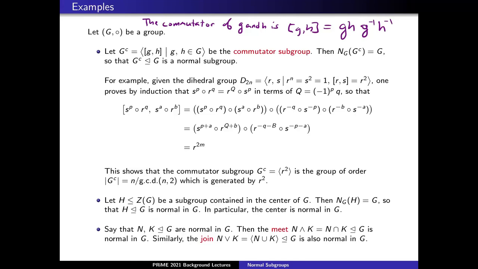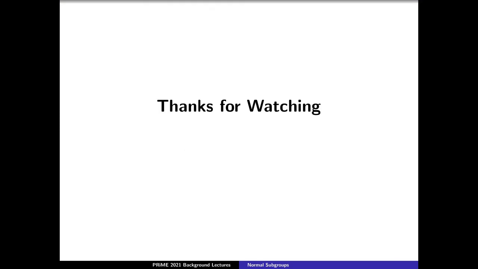Moreover, if we take two normal subgroups N and K in G, it turns out that their intersection is also normal in G. Similarly, the group generated by the union of N and K is also normal in G. During our synchronous time, we'll work on this in more expanded detail, since there is a lot in this slide, and we'll work these examples out. Thank you for watching.